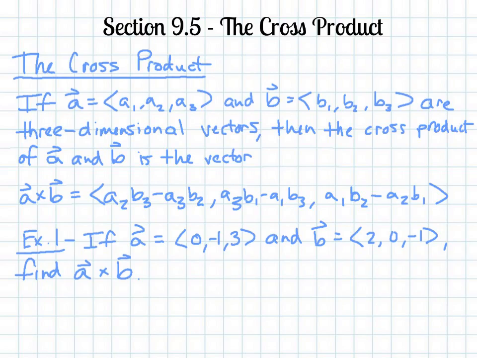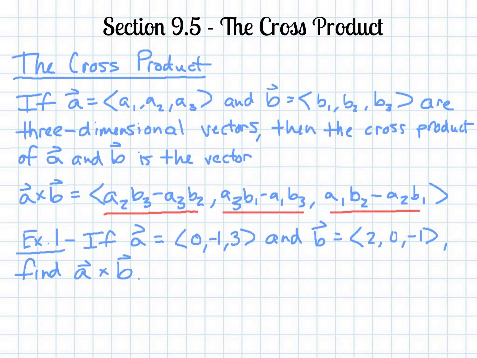Today's lesson, section 9.5, we'll be talking about the cross product. If vector A and vector B are three-dimensional vectors, then the cross product of vector A and vector B is the vector which is the following. Looking at this, we have the component for x, the component for y, and the component for z.